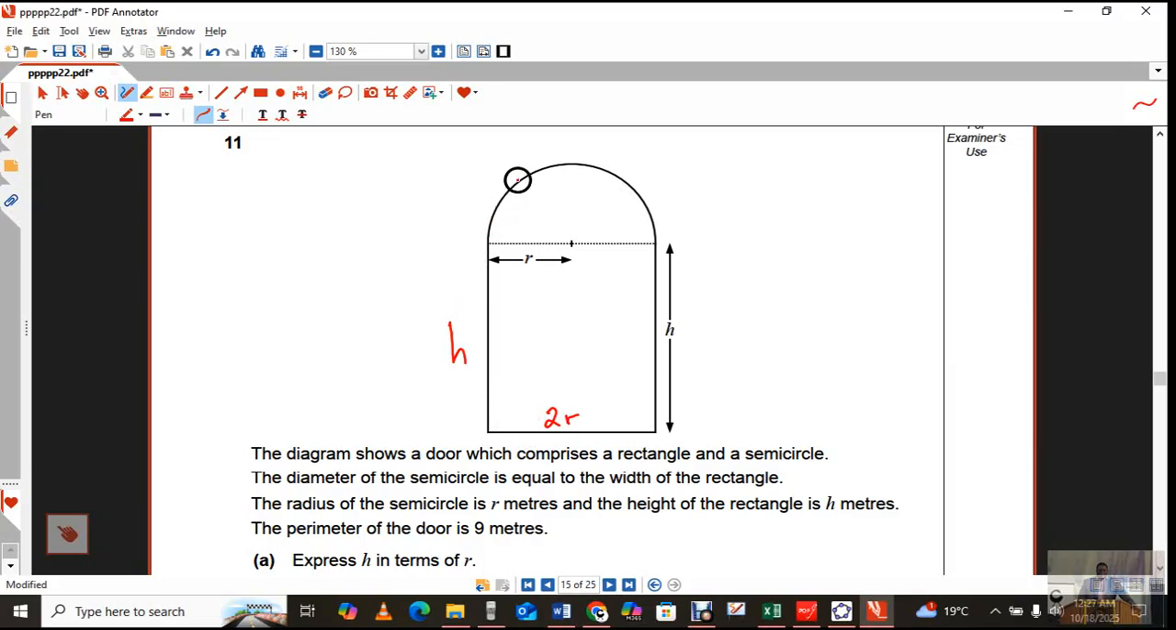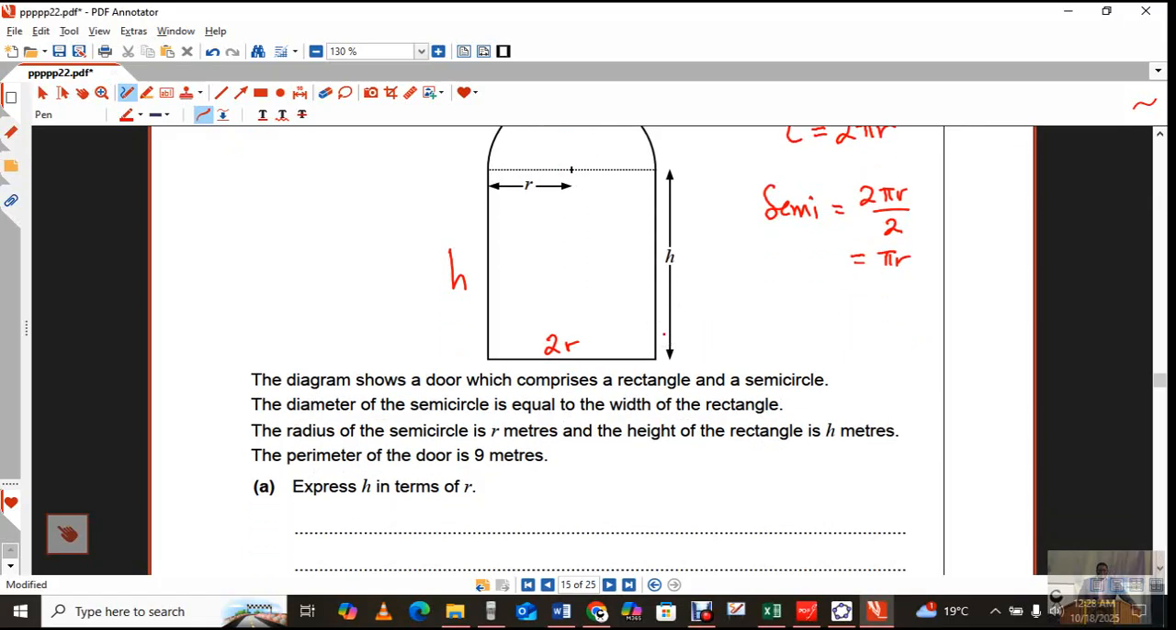The length of this semicircle, the circumference of a circle, is 2 pi r. The circumference of a semicircle will be 2 pi r divided by 2. So in this case, it is just going to be pi r. So this is going to be pi r from there all the way up to there.